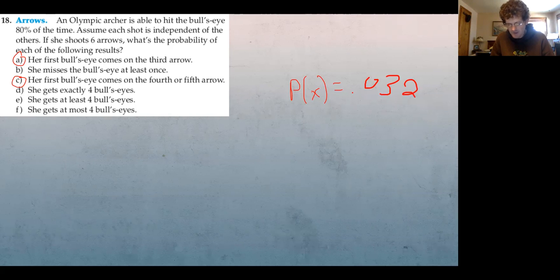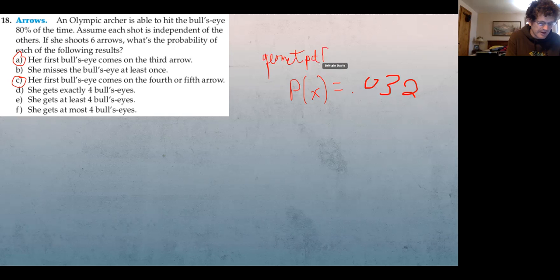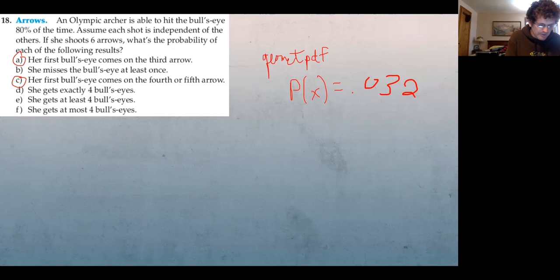All right, so how did you get that answer? I went to the geometric PDF and put 0.8 for P, and then 3 for the X value. All right, PDF. Very good. So that was, oops, I didn't mean to do that. It was 0.8 and 3. There it is.